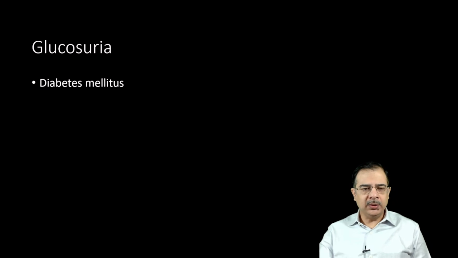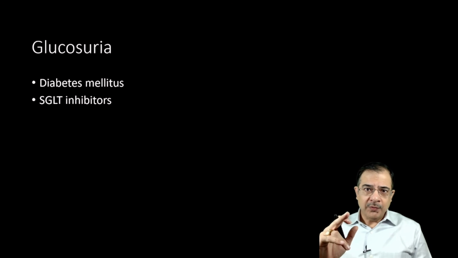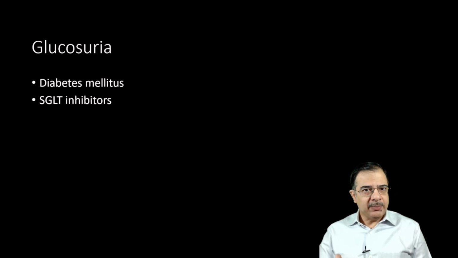Now, glucosuria: diabetes mellitus, SGLT inhibitor. So when you see a glucose positive reaction, do not get scared. It can be the effect of the SGLT inhibitor that the patient is taking for diabetes. Diabetes is controlled, but there is a glucosuria, so it could be a drug effect. Fanconi syndrome.